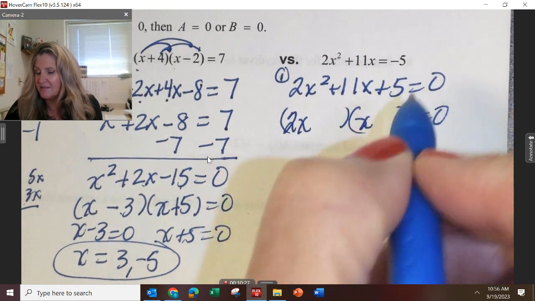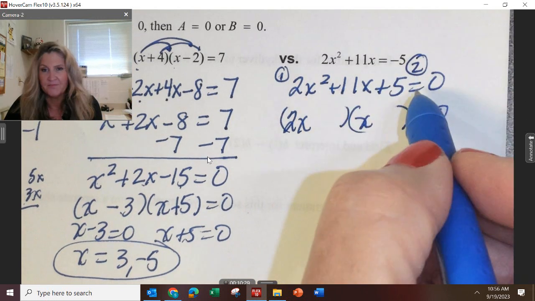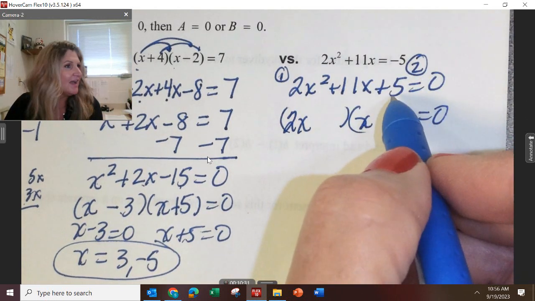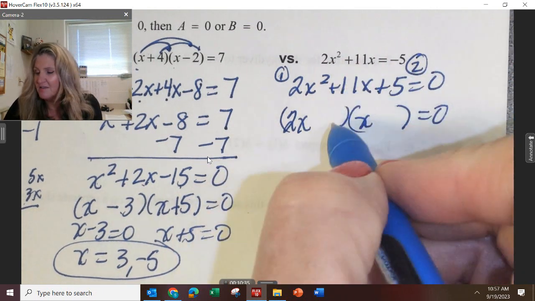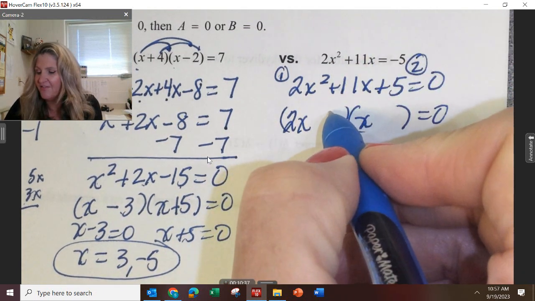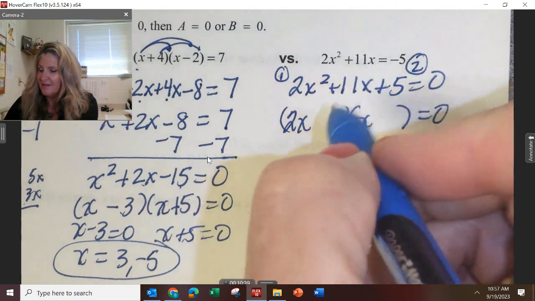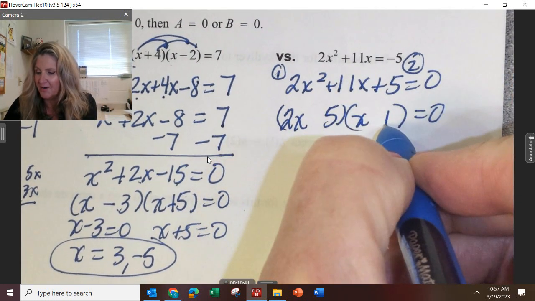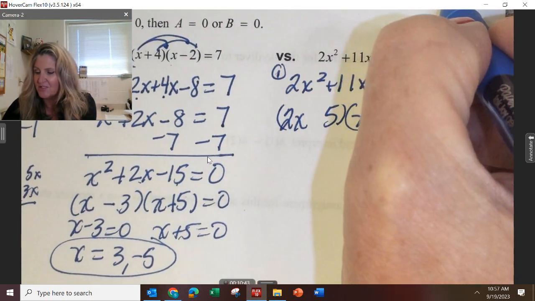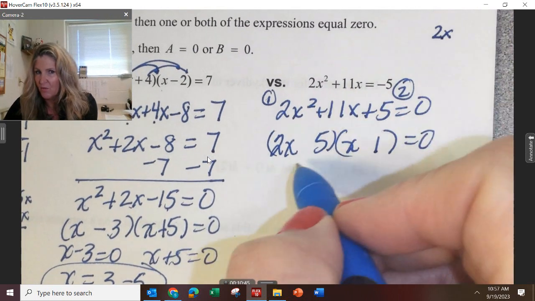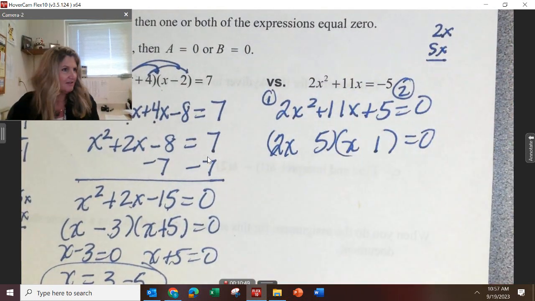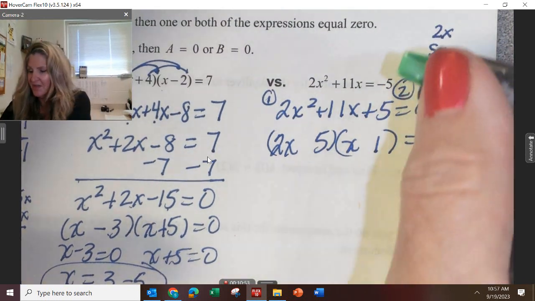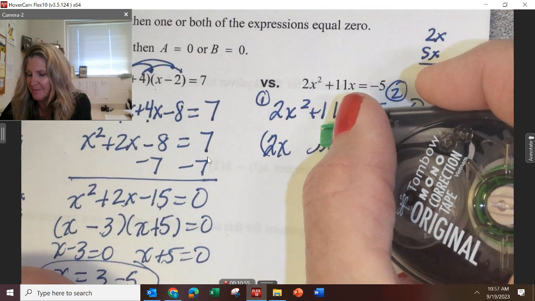2x and x. Now look here. What numbers multiply to be 5? 1 and 5. Now, I can try putting the 5 here. I could put the 5 here and the 1 here. When I check my outers, I get 2x. When I check my inners, I get 5x. I need to get 11. Are 2 and 5 going to give me 11? No. I can't add them or subtract them and get 11.